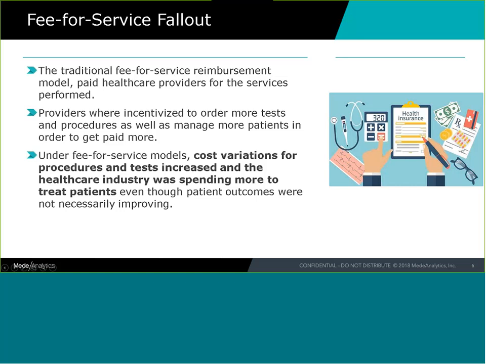We also saw that despite these very highly customized approaches by different physicians, patient outcomes were not necessarily improving. High-cost patients did not necessarily have better outcomes than other patients with a much lower cost implant or procedure.